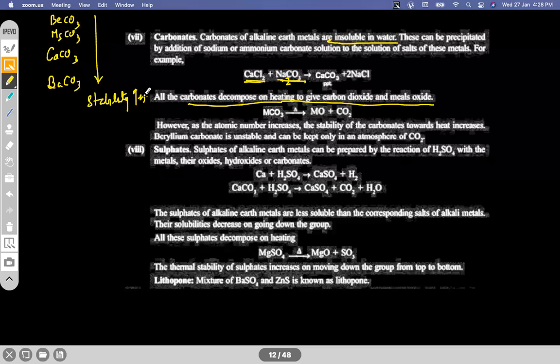So if you go down the group, the size of cation increases and hence the stability of carbonates also increases. Reason is larger cations can stabilize larger anions. Hence you see the atomic number increases, the stability of carbonates towards the heat also increases. Beryllium carbonate is unstable and can be kept only in atmosphere of CO2. It is also important. Beryllium carbonate can be kept only in the atmosphere of CO2.